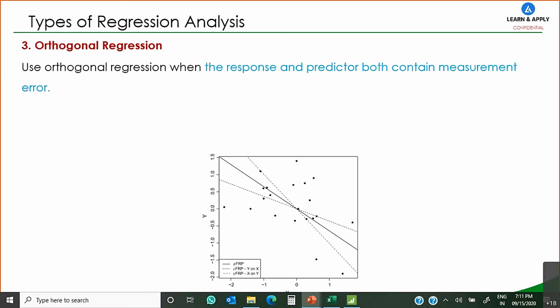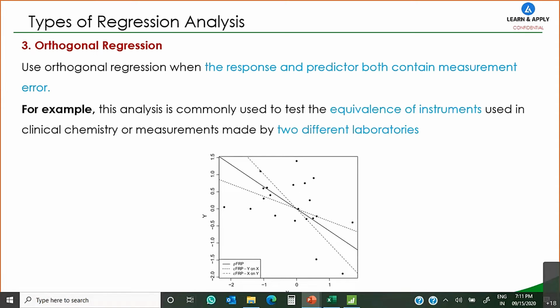The third one is the orthogonal regression. This type of regression is used when the response and the predictor both have a marginal amount of error. So there will be error present in the data collected for the response as well as the predictor. For example, if you want to check the equivalence of the instruments used in different chemical industries or different labs, then we have to use orthogonal regression. Again, it has limited application, only in laboratory cases or cases where predictor and response both have measurement error.